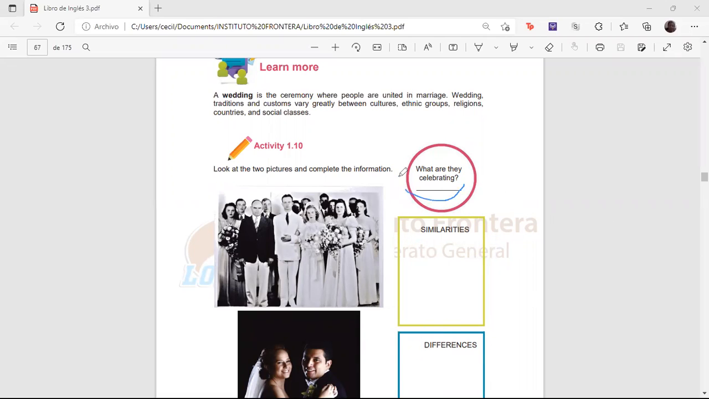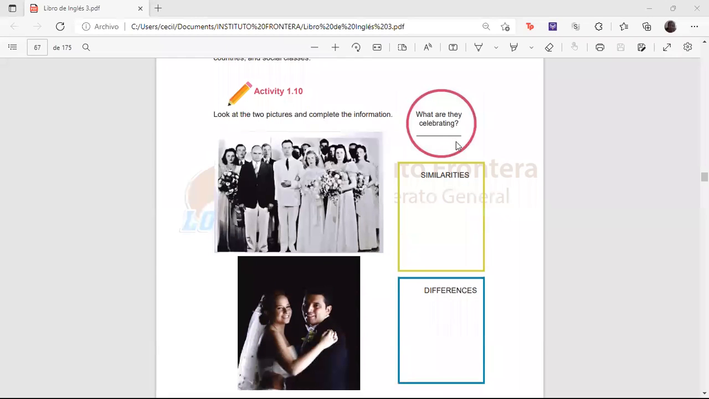Now, what are they celebrating? What do you think they're celebrating? Even then, the word celebrating, you can't even answer it in Spanish, okay? So what are they doing? What are they celebrating? Now, what are they similar in, what do both of them have in common? And the difference in the pictures, okay? In the pictures, what's the difference between the two of them? Okay, you have to write it down here.